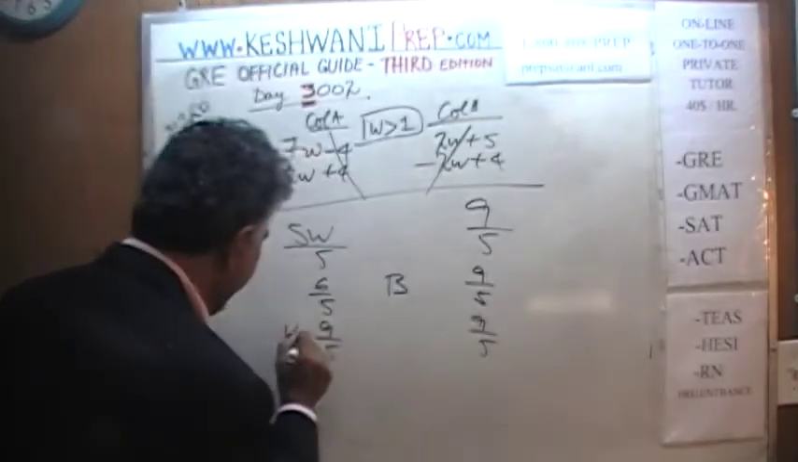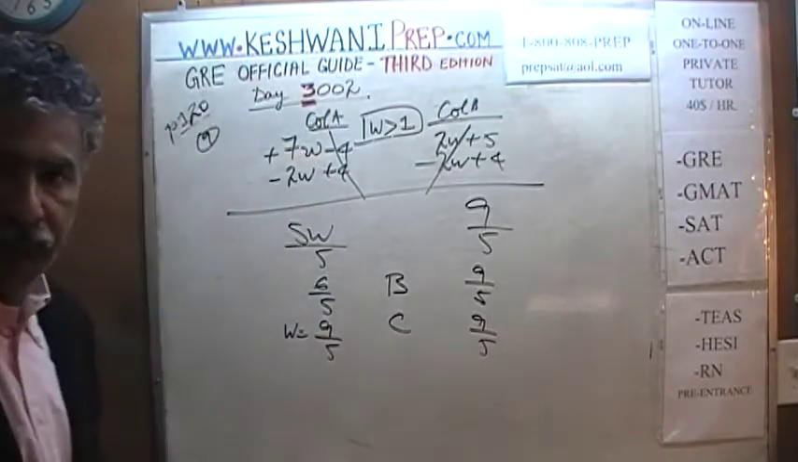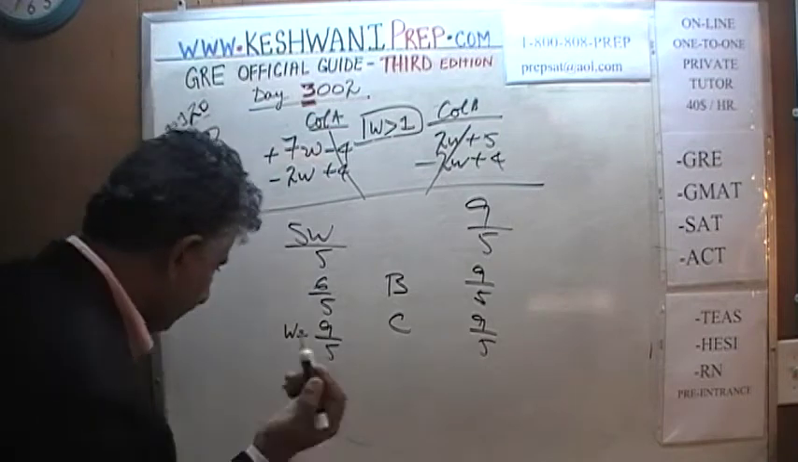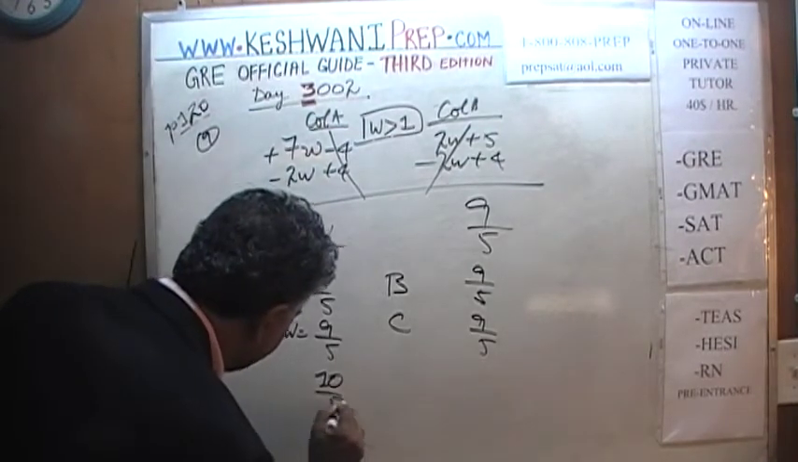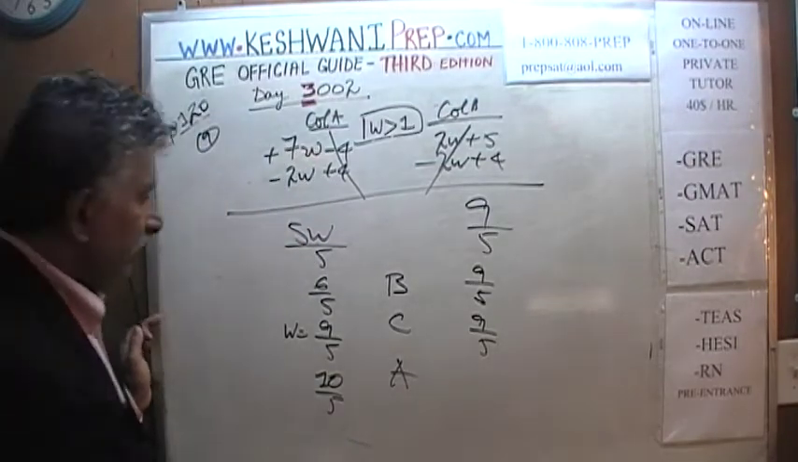If W happens to be 9/5, which of course is more than 1, in which case the answer will be C. At this point you can stop, you already have completely answered, the answer is D. But just for the sake of it, what happens if W is 10/5? If W is 10/5, the answer will turn to A. The answer is D.